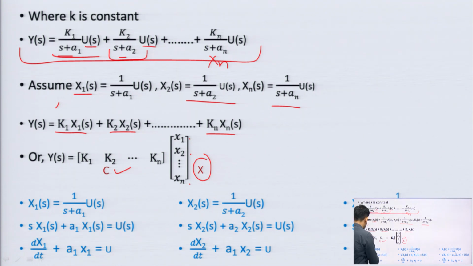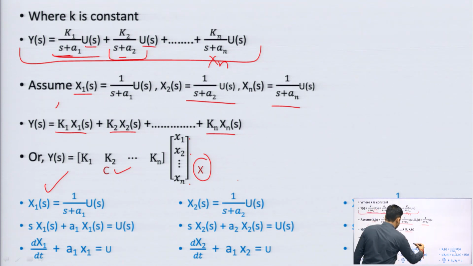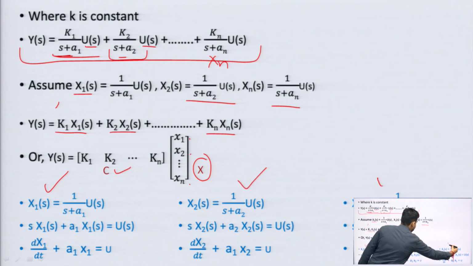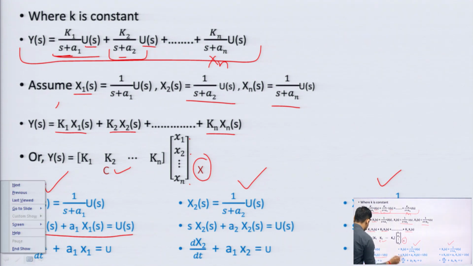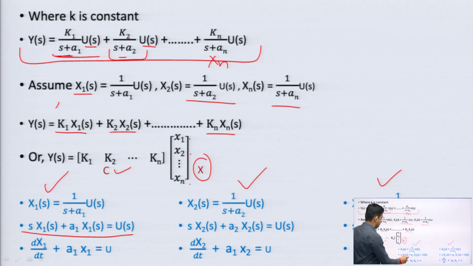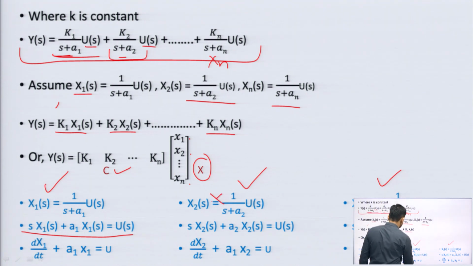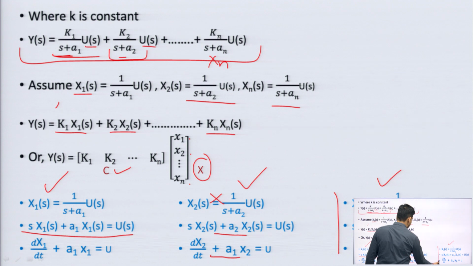So, here x1(s) is given as this, x2(s) is given as this. We will write x1(s) separately, x2(s) separately, and xn(s) separately. If I solve this by cross multiplication, we will get this expression. If I take the Laplace inverse, I will get this expression in the time domain. In the same way, for x2(s), cross multiply, then you will obtain this expression, and obtain its Laplace inverse in the time domain. Follow the same step here.